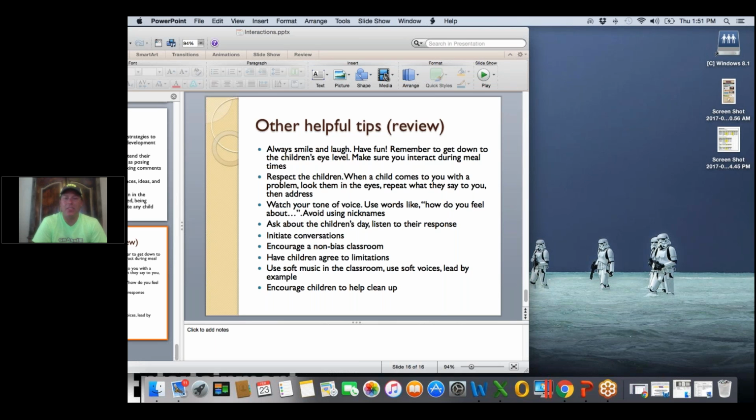You know, have the children agree to limitations. I actually like to manipulate this into a circle time activity where we're talking about limitations in the classroom, and you can manipulate it to where the children will come up with the rules, and when it's their idea, they're more likely to follow them, and that's a fun thing to do right there.